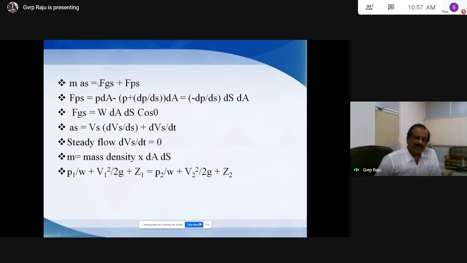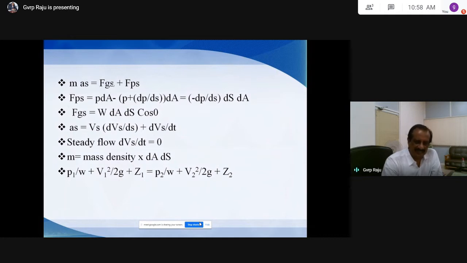Force is equal to mass into acceleration. It is Newton's law of motion. So the forces you consider, one is the gravity force here. If you want to arrive at Euler's equation, then you need to consider gravity force and pressure force. This is the pressure force you have considered here. Mass into acceleration is equal to F. F is the sum of forces here, and this is the pressure force. And the other one is the gravity force.